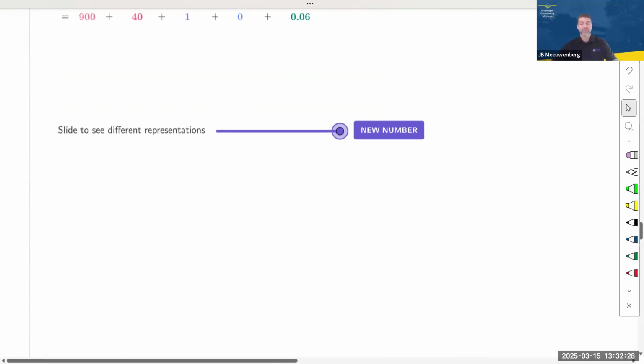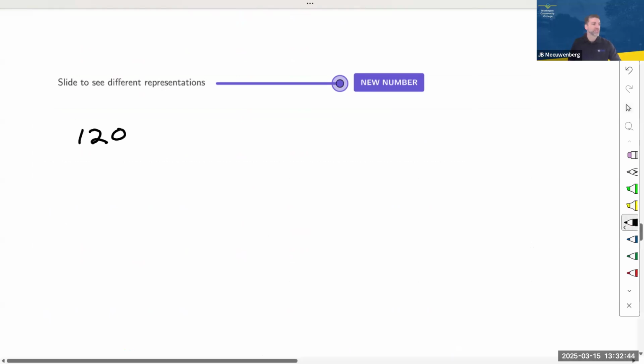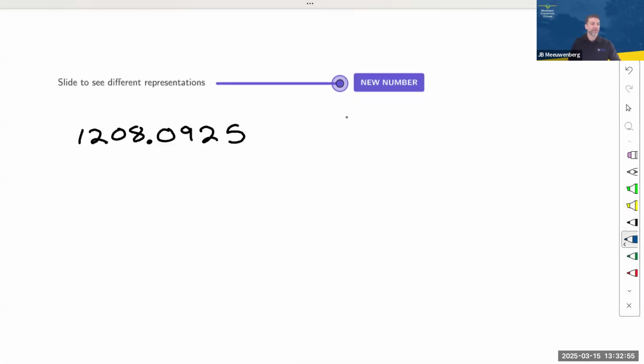Now, another thing we have to be able to do is read numbers properly. And this is something that often gets done incorrectly. So I'm going to write a number here, and we're going to talk about how we would read this. So this number is 1208, then our decimal point, and then 0925. And I think what I actually do is I'm going to do a different one. I'm going to come back to that one. Okay, I'm going to do a different one that's a little simpler first.